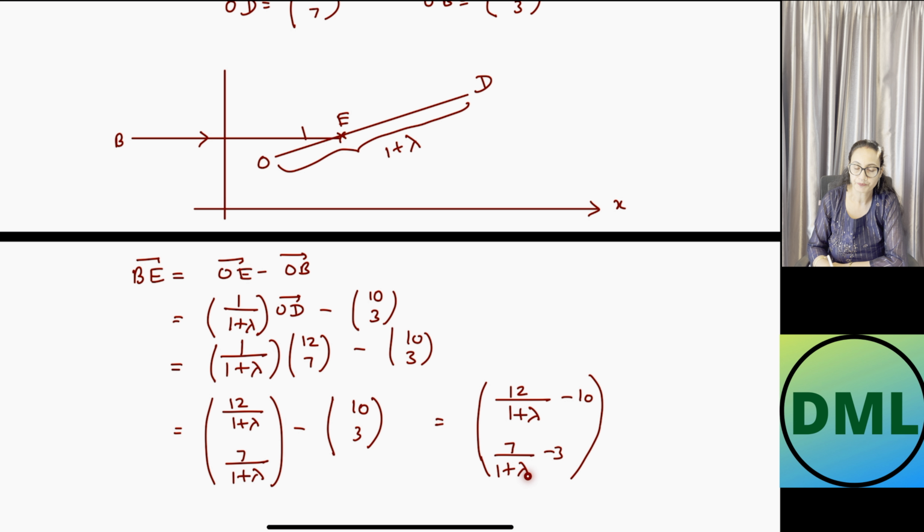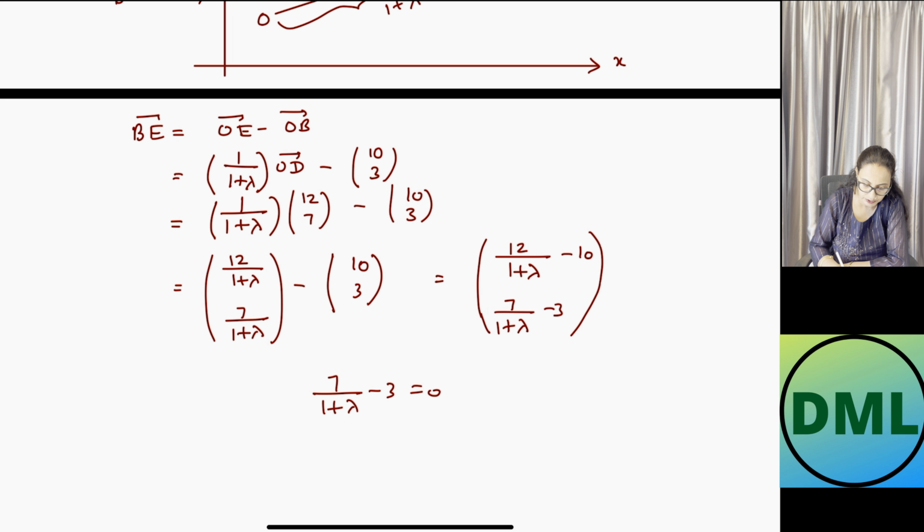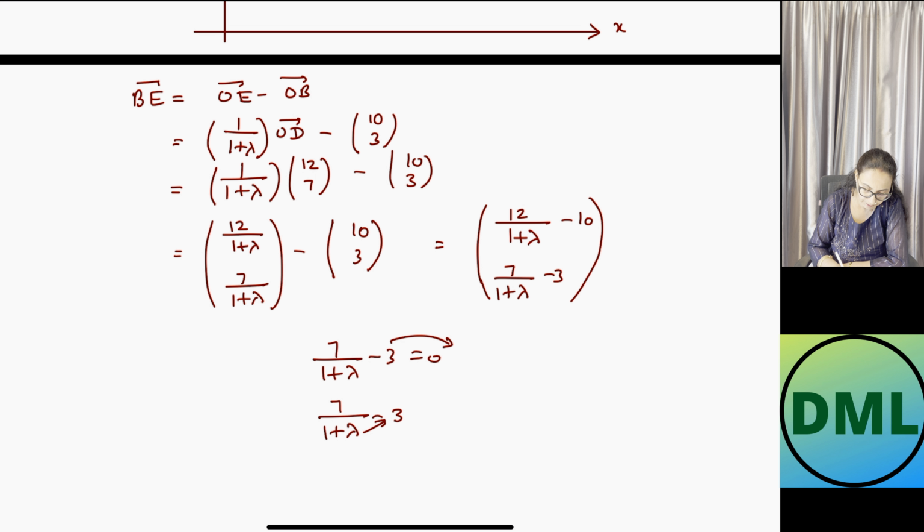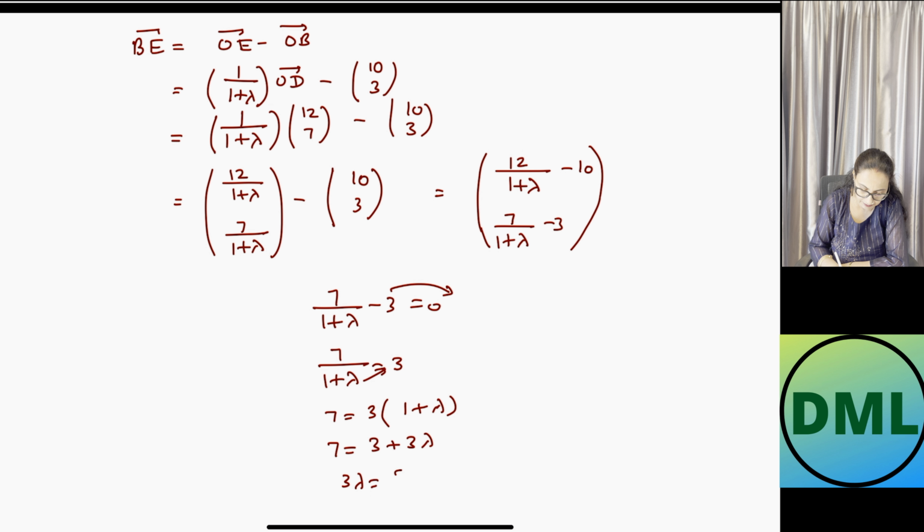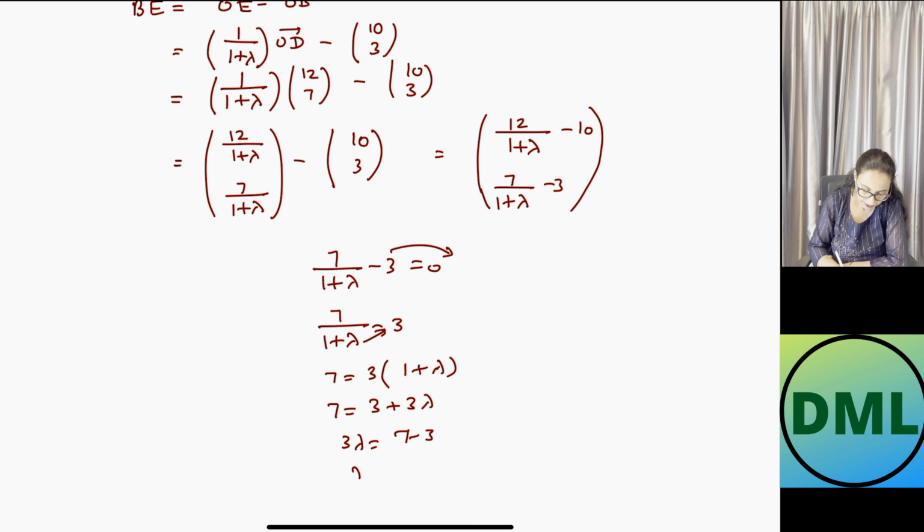Let's substitute: 7 over 1 plus lambda minus 3 is equal to 0. 7 over 1 plus lambda is equal to 3. Move this to the right-hand side. Do the cross multiplication on the right-hand side. 7 is equal to 3 times 1 plus lambda. 7 is equal to 3 plus 3 lambda. 3 lambda is equal to 7 minus 3. Lambda is equal to (7 minus 3) over 3. My lambda value is 4 by 3. That will be my answer for lambda.